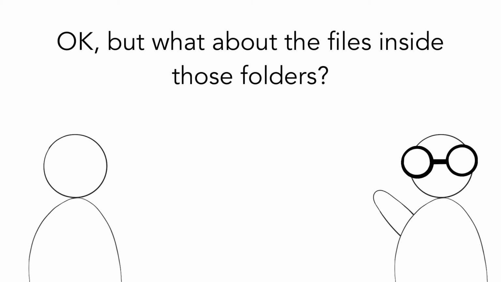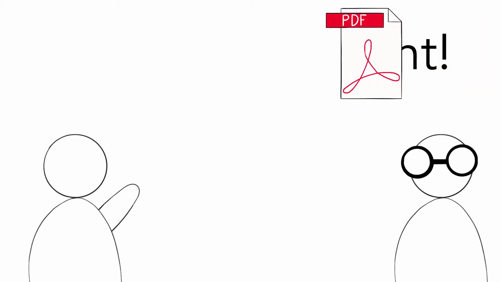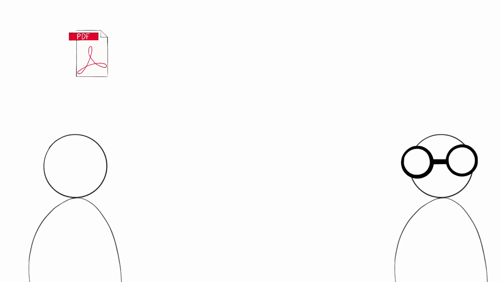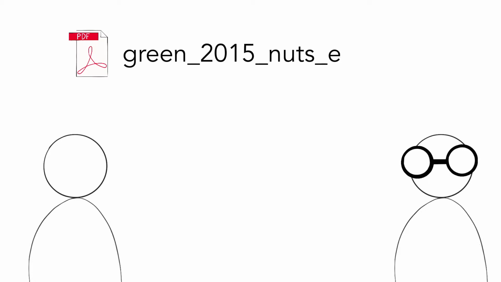Okay, but what about the files inside those folders? Every time you save something, follow the same format for naming that file. For example, to organise journal articles, you could use the name of the author, the year, and some keywords to describe the content. That way, every file is easy to find later.